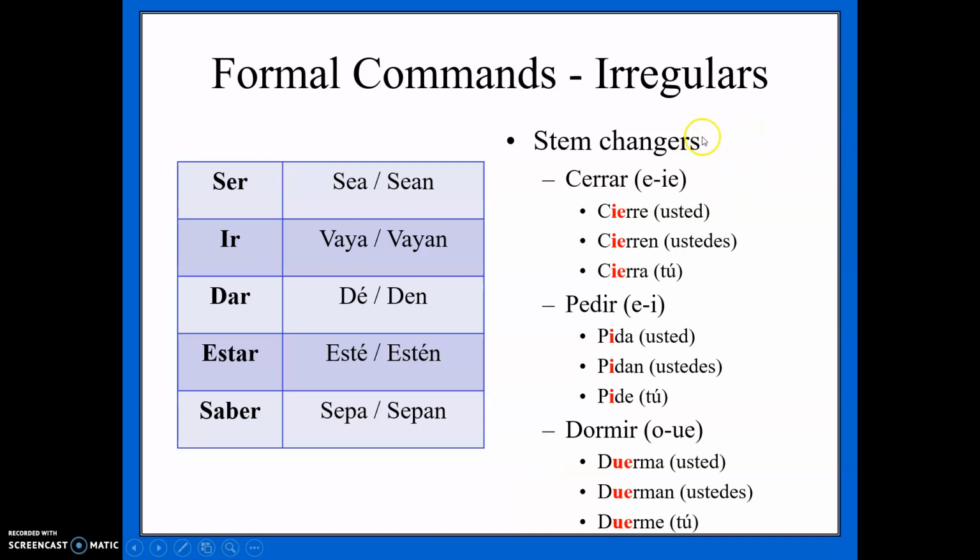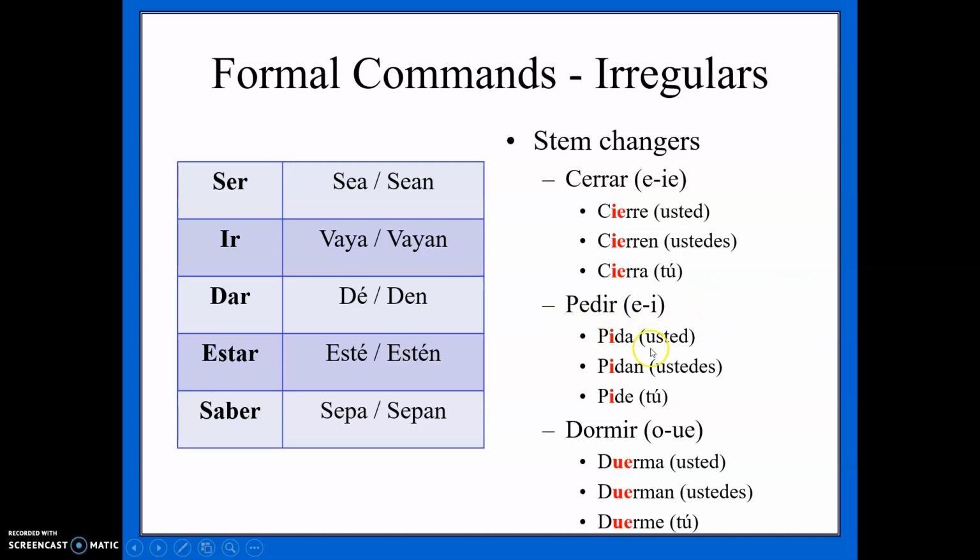We also have stem changers that are irregulars. And I've included here the usted, ustedes, and tú form to show you how they look different when they're compared with each other. So cerrar is an E to IE stem changer. This is the E that changes. Cierre usted, because we add the opposite ending, en for ustedes. But the tú form is the el, ella, usted form in the present tense. So since it's an AR verb, the present tense el, ella, usted form is cierra, and that would be the tú command for this verb.